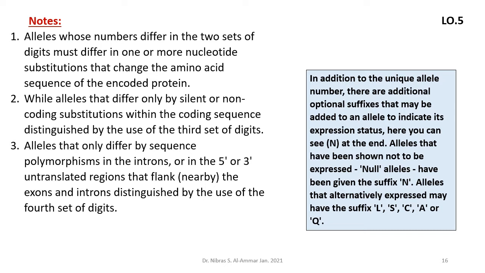In addition, as we mentioned in the previous slide, in addition to the unique allele number, there are optional suffixes that may be added to an allele to indicate its expression status. The N at the end: alleles that have been shown not to be expressed, null alleles, have been given the suffix N. An allele that is alternatively expressed may have the suffix L, low expression, S, secreted form, C, A, or Q.